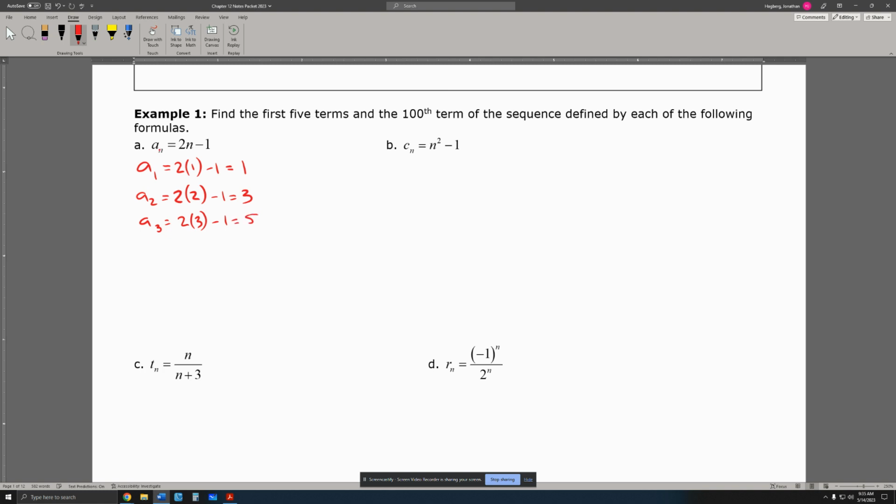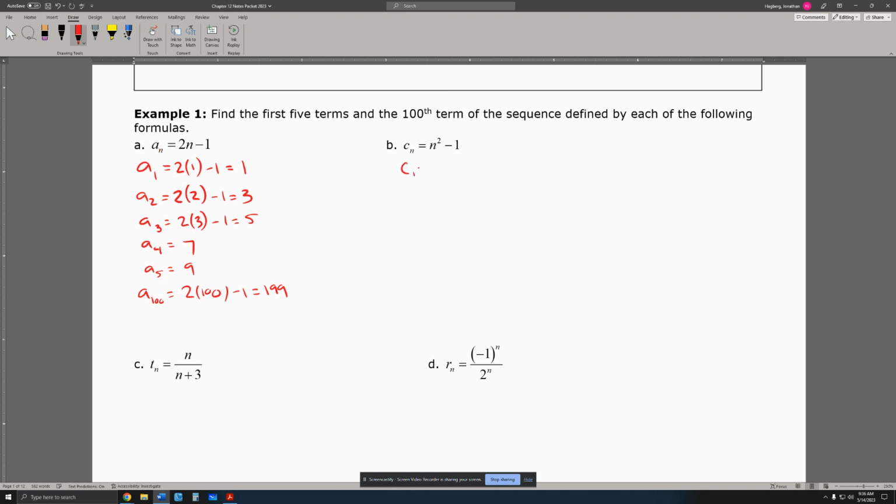And we see this pattern continue. So a4, or a sub 4, some teachers will say, is 7, and a sub 5 is equal to 9. To find the 100th term, we plug in 100, and we get 2 times 100, and then minus 1. This is equal to 199. Okay? Letter B, here we have cn equals n squared minus 1.